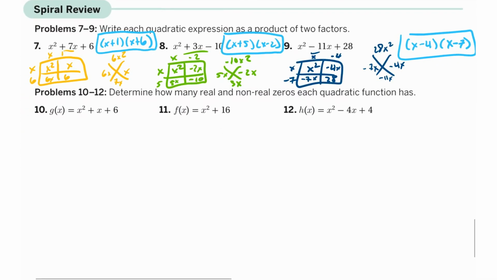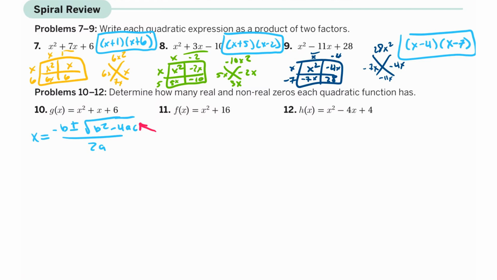For problems 10 through 12, determine how many real and non-real zeros each quadratic function has. In this, I'm going to use something that I know about the quadratic equation to help me find out how many zeros each quadratic would have. Because my quadratic equation, negative b plus or minus the square root of b squared minus 4ac, all over 2a. What determines whether it is real zeros or non-real zeros is what's in the square root here. Because if that inside of the square root becomes negative, then I'm going to get two imaginary solutions.